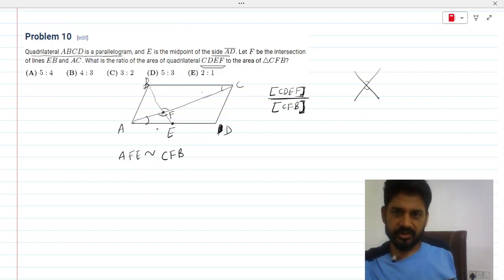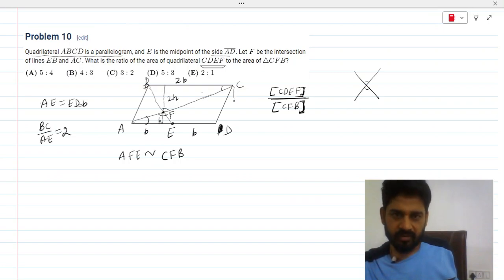Okay, so the ratio becomes 1:2. Because E is a midpoint, if you take AE as b, ED will also become b, so AD will become 2b. So the ratio of BC upon AE will become 2. Now if you draw the height in a similar triangle, all corresponding things will be in the same ratio, whether it is height or median. So if you take this one as h, this one will become 2h.